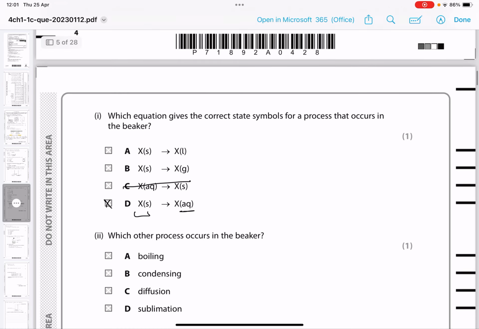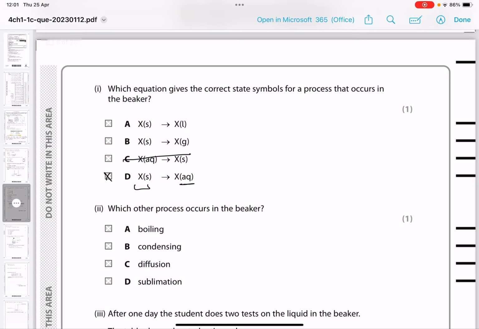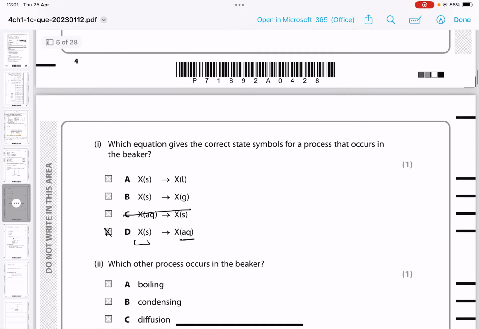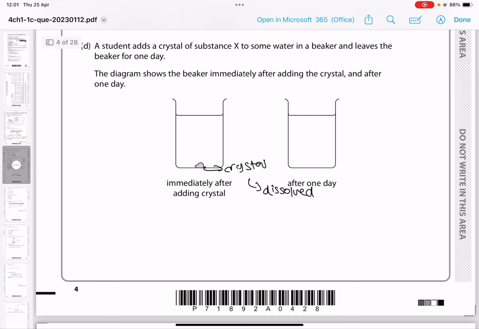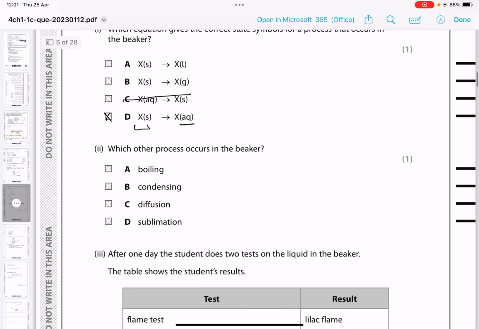Next question. Which other process occurs in the beaker? Boiling, condensing, diffusion, sublimation. It's going to be diffusion. And the reason why is because if you have a crystal and it's dissolved in the water, there's going to be a high concentration of crystal particles around the crystal. And there's going to be a low concentration, for example, up here. So that means diffusion is going to take place. Diffusion is the movement of molecules from an area of high concentration to an area of low concentration. So diffusion is the correct answer.